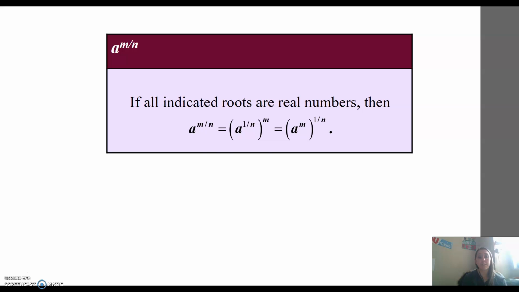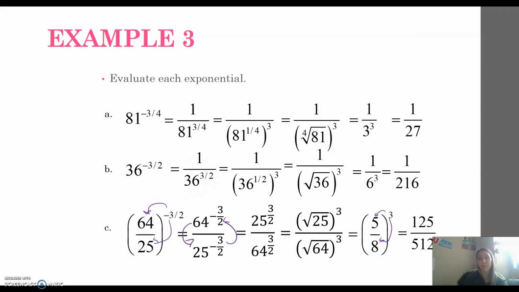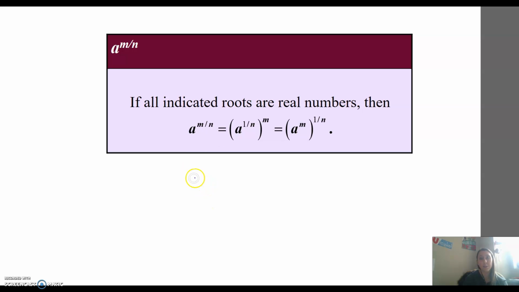All right, now this is saying that rule that we were using, so if we look at this last one, so we'll look at the 25 to the 3/2. So this one would be 25, my A is 25, and we'll say 3/2.